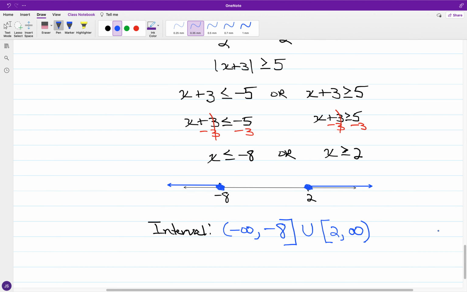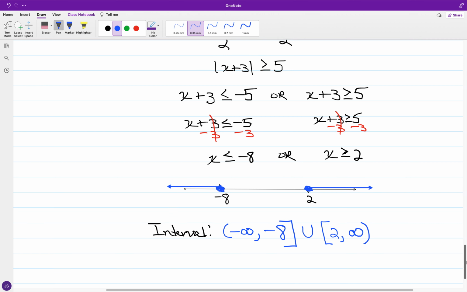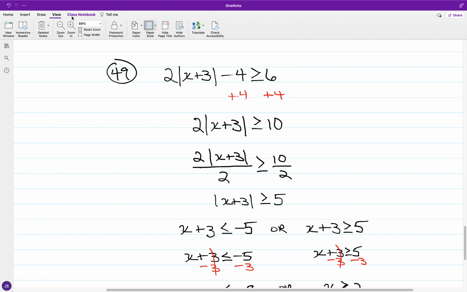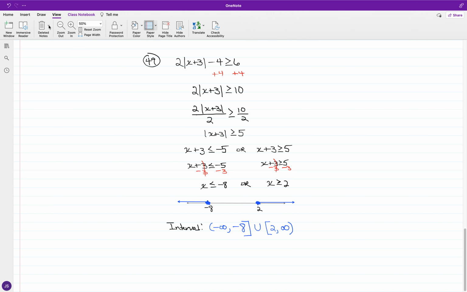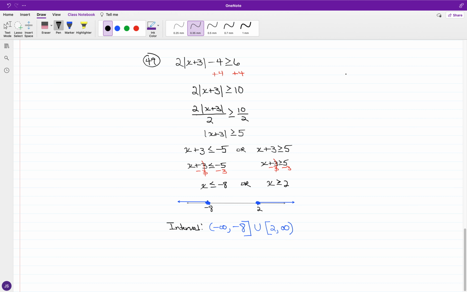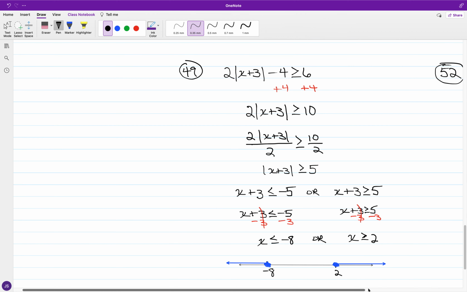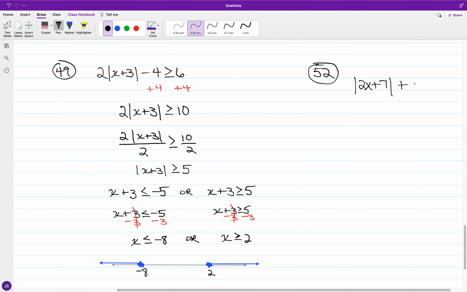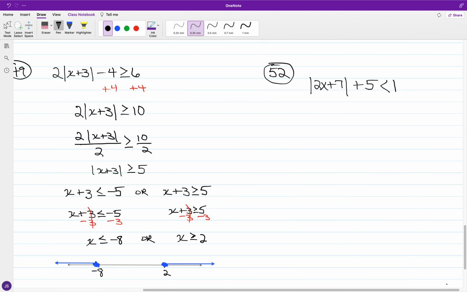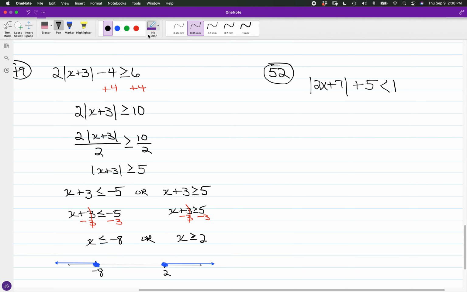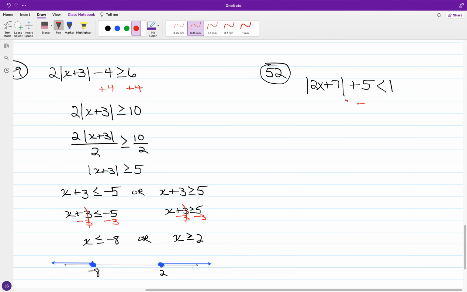And now, for what we have in the case of number 52, this one is going to serve a small but yet significant reminder. For 52, we have the statement, the absolute value of 2x plus 7 plus 5 is less than 1. So I don't have any coefficient in front of the 2x plus 7, and the only operation I'm going to perform is deducting 5 from both sides.